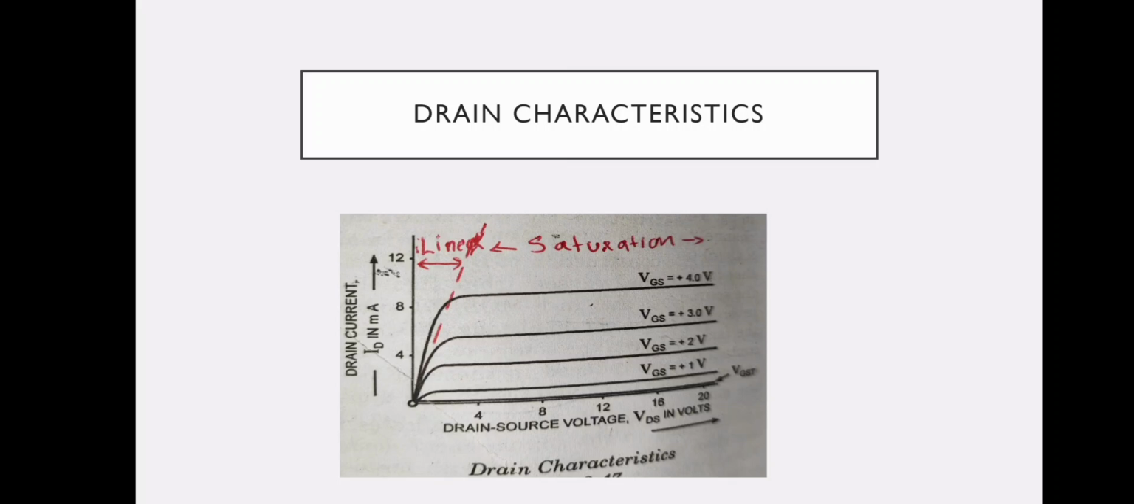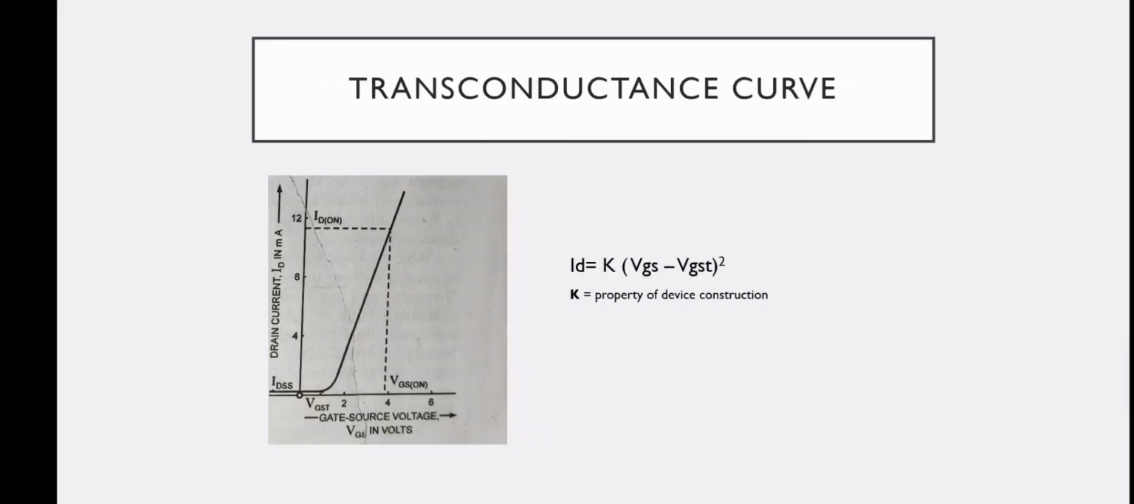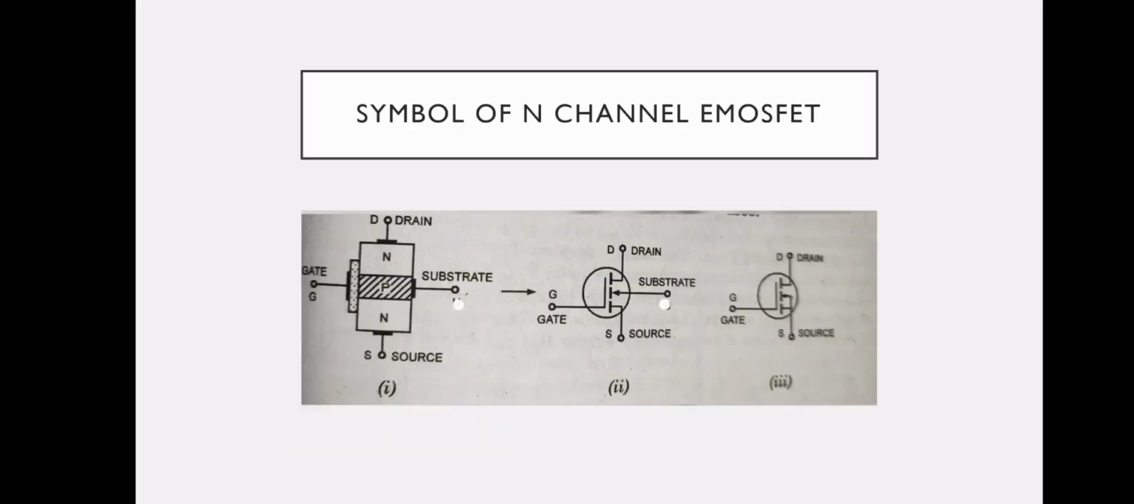Now this is the drain characteristics of N-channel enhancement MOSFET. As you can see, there is a linear region of operation and a saturation region, and the horizontal axis, that is the x-axis, corresponds to the threshold value of gate source voltage where there is no current flow ideally. Now next is the transconductance curve of the N-channel enhancement MOSFET. Now last we'll see the common symbols of N-channel enhancement type MOSFET. Thank you.